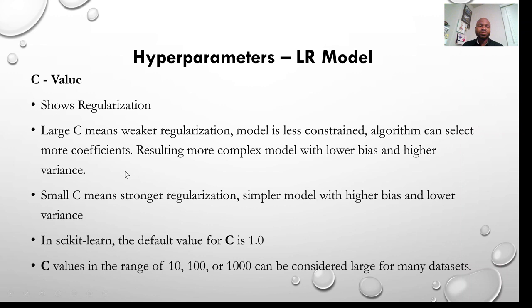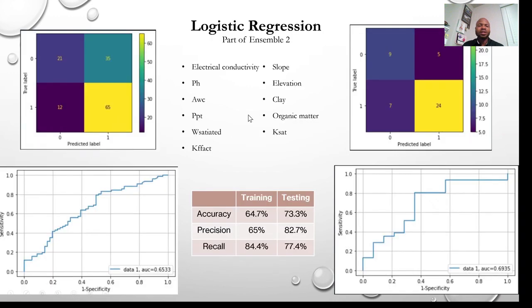We obtained a confusion matrix for our logistic regression, and we are able to compare the confusion matrix of our training data set and our testing data set. In evaluating our logistic regression, we obtained about 65% accuracy for training, 73% accuracy for testing, 65% precision for training, 82% precision for testing, and 85% recall for training, 74% recall for testing.